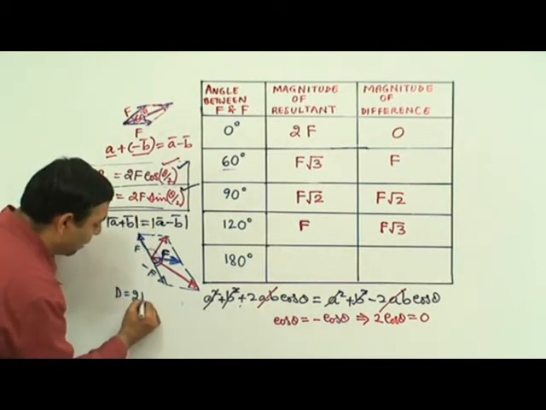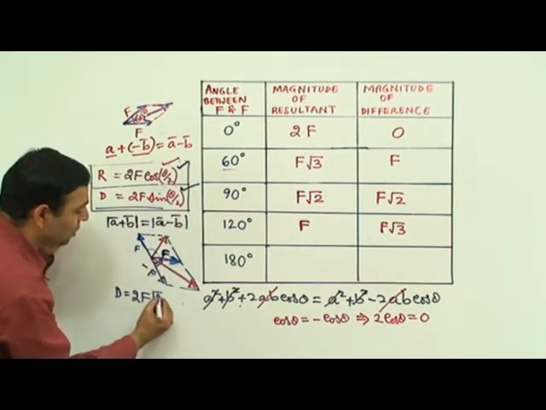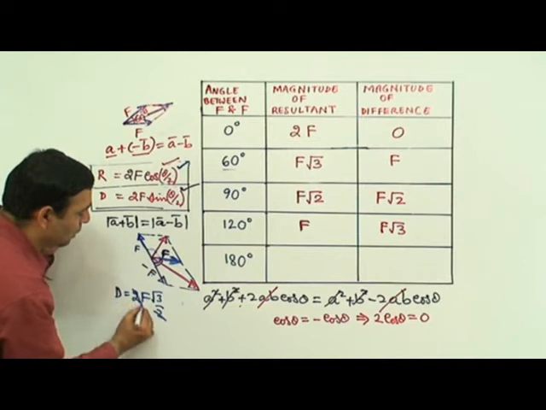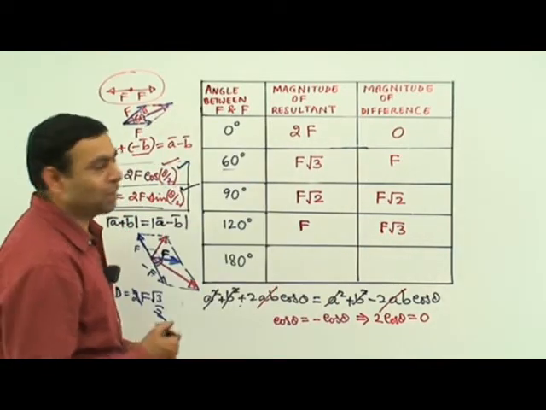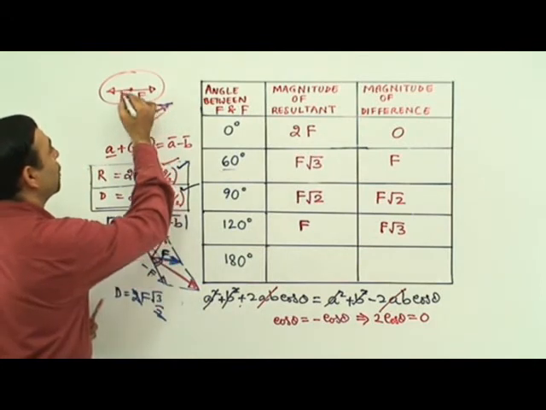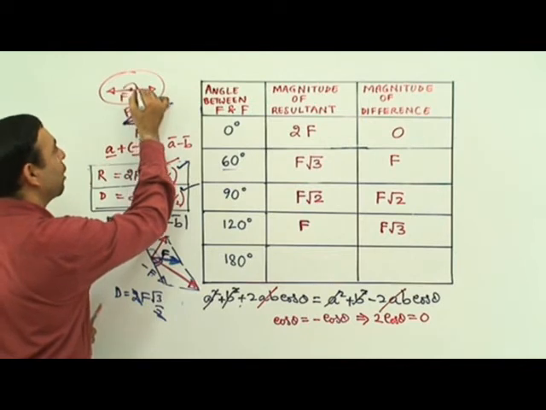What about magnitude of difference? 2F sin theta by 2. What about sin theta by 2? Sin 120 by 2 is sin 60. Sin 60 is root 3 by 2, and this 2 cancels out. You will end up getting F root 3. And what about when the angle between the two vectors of equal magnitude is 180 degree? See, F and F are at 180 degree now with respect to each other.